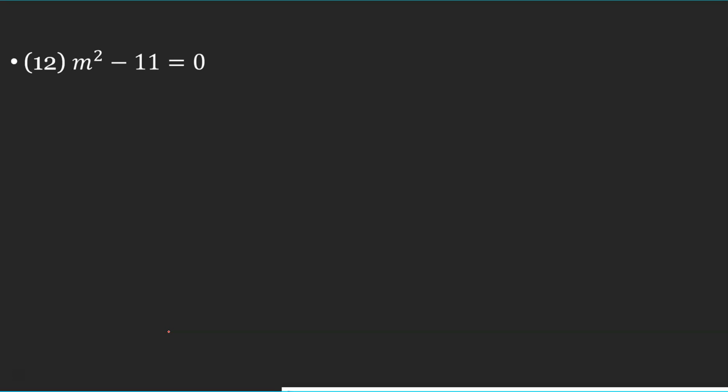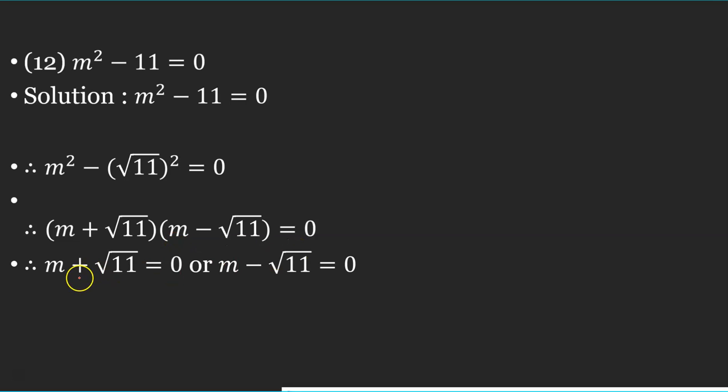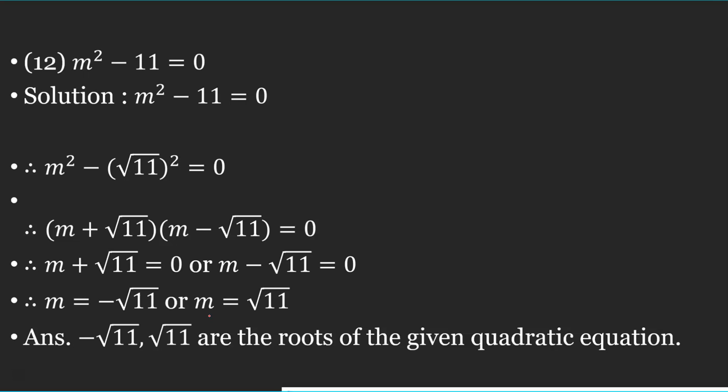Now the next is m square minus 11 is equal to 0. Now 11 is not a perfect square, therefore it can be written as m square minus (root of 11) square, that's equal to 0. And therefore using a square minus b square, m plus root of 11 into m minus root of 11 is equal to 0. Okay. Therefore m plus root of 11 is equal to 0, or m minus root of 11 is equal to 0. Therefore m is equal to minus root of 11, or m is equal to root of 11. And hence what are the roots? Minus root of 11 and plus root of 11 are the roots of the given quadratic equation.